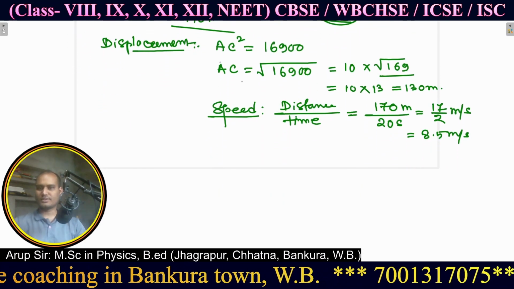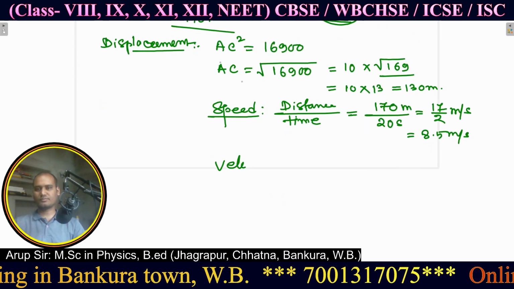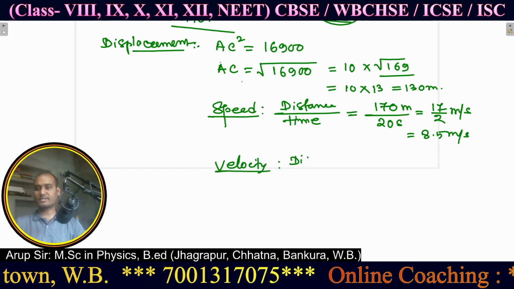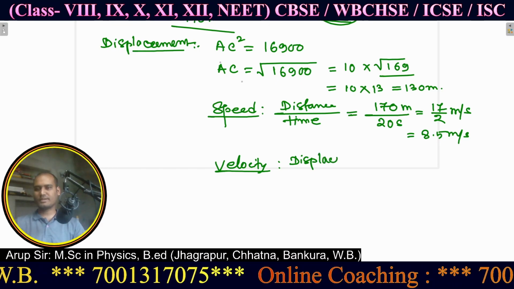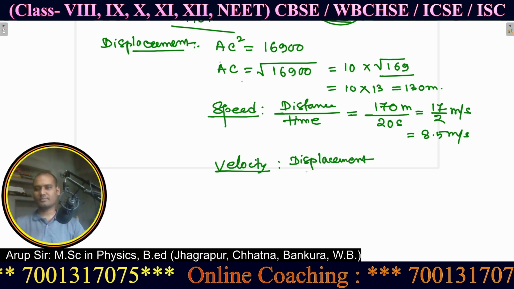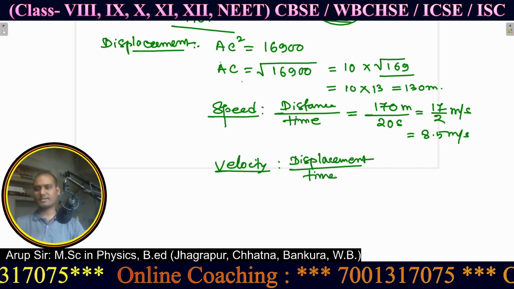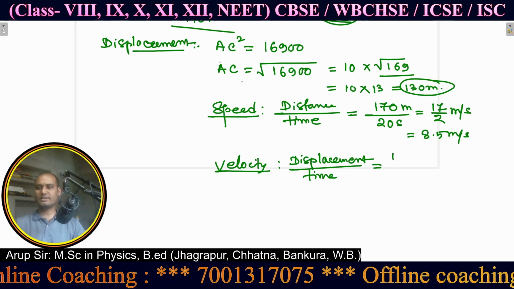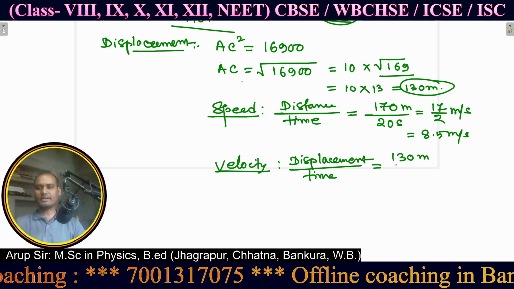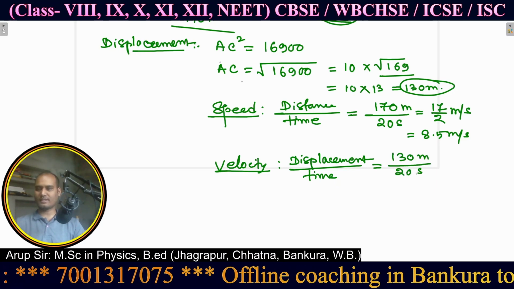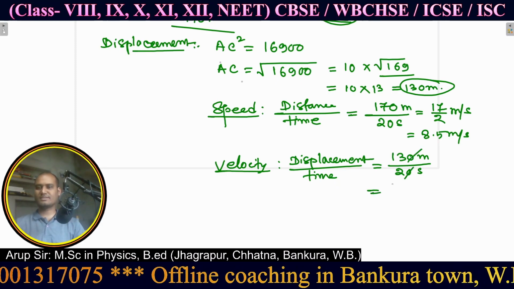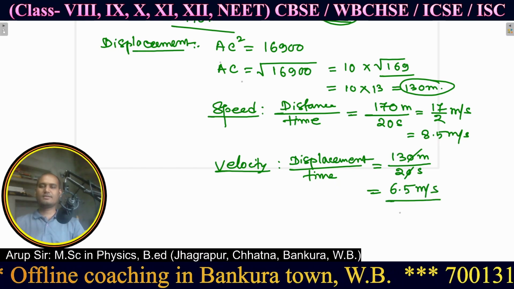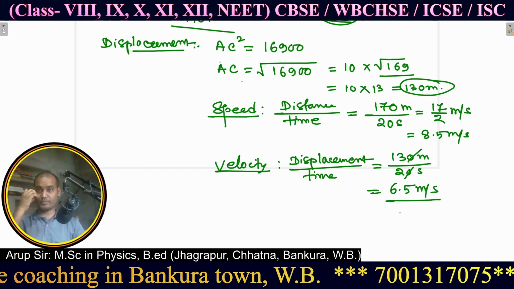Next is velocity. Let's come to the velocity. So what will be velocity? Generally velocity is displacement by time. Displacement means what? Displacement we have already calculated. It is 130 meter, divided by time, which is how much? 20 second, right? After cancelling the zeros we will get 6.5 meter per second. Okay, so velocity we are getting 6.5 meter per second.